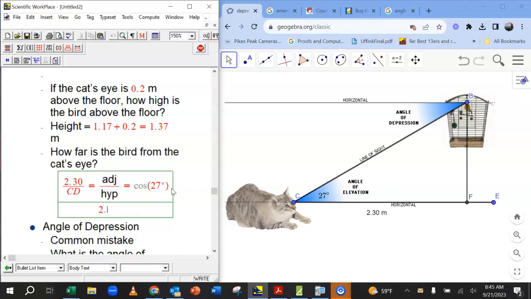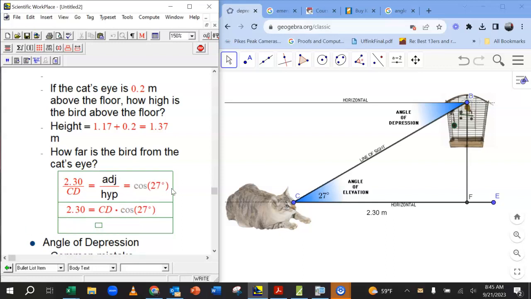Now, that's a little trickier to solve. So you can cross multiply. Well, just multiply both sides by CD. There's no denominator on the right-hand side. And so that's going to be CD times cosine of 27 degrees. And then CD now is going to be 2.3 divided by cosine.